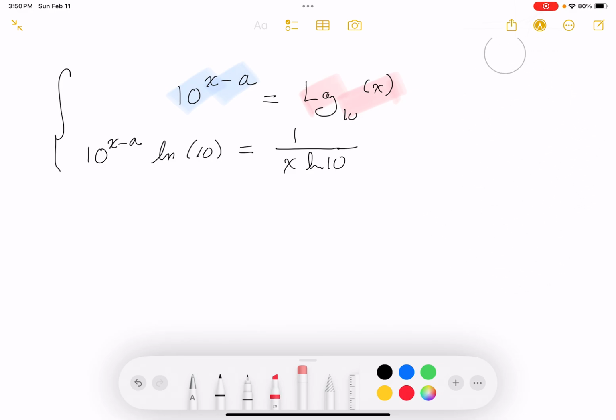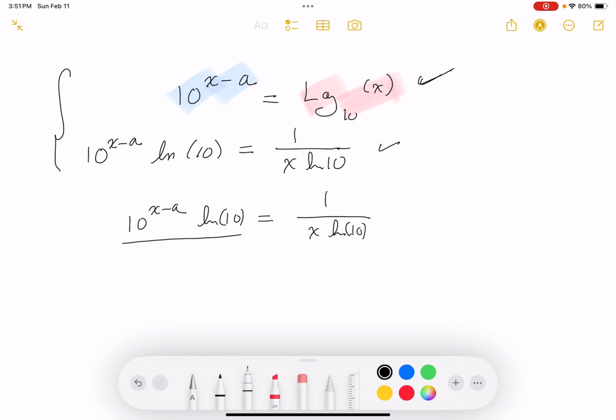And start to erase things. And what I'm going to do here is divide the second equation by the first equation. Let's write that down. 10^(x-a) ln 10, the second equation, and this is going to be 1 over x ln 10. I'm going to divide it by the first equation, so it's going to be 10^(x-a).